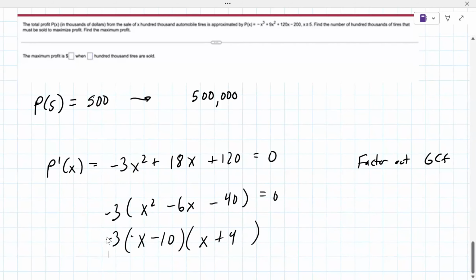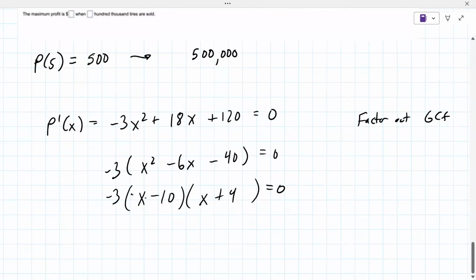You don't really care about this 3 on the outside. You'd set each of these factors equal to 0. So you don't have to do anything with the 3. Yeah, you ignore it.